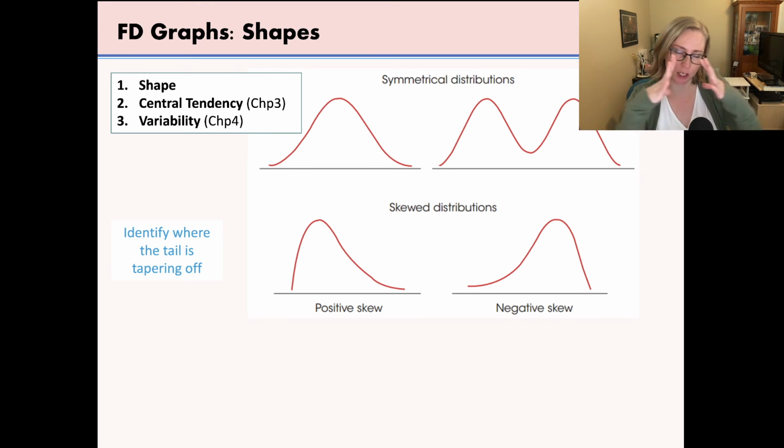Like, is it a skinny shape? Is it a fat shape? That's going to be variability, and that'll be chapter 4. That won't be on exam 1. We'll cover that after our exam. But first of all, the shape.